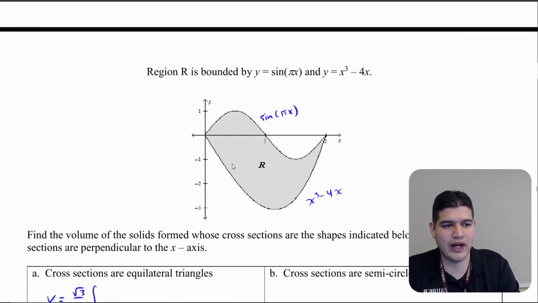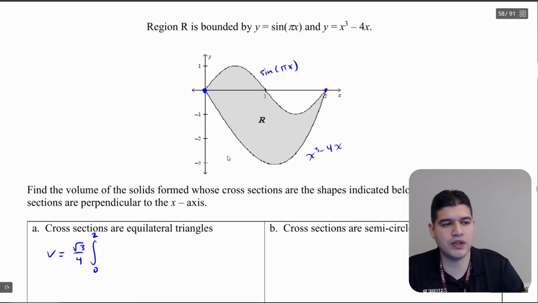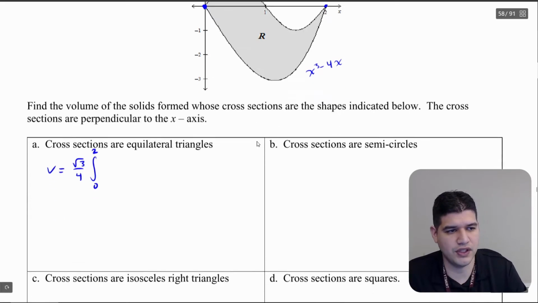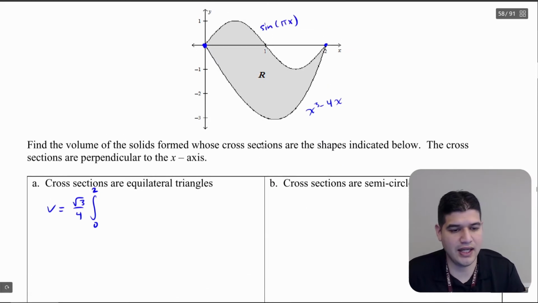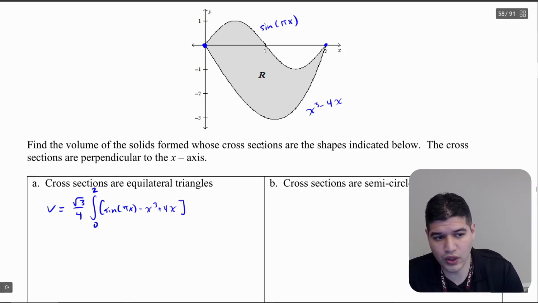Well, we can see here that they're going from 0 to 2. And of course, if we didn't know that information, what I would do is set my functions equal to each other. Now, in this case, since everything gets squared, we need my upper function minus my lower function. My upper function is sine of pi x, so I'm going to have in these braces sine of pi x minus my lower function, which is going to be x cubed plus 4x. Of course, since I distribute that negative across everything, that's why that becomes a plus 4x. This all gets squared and then dx.